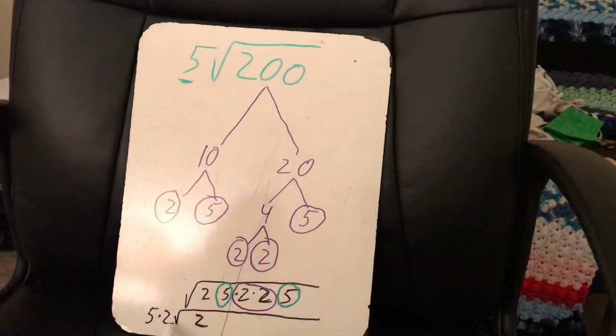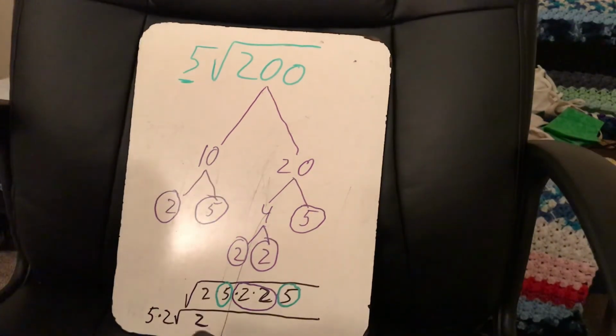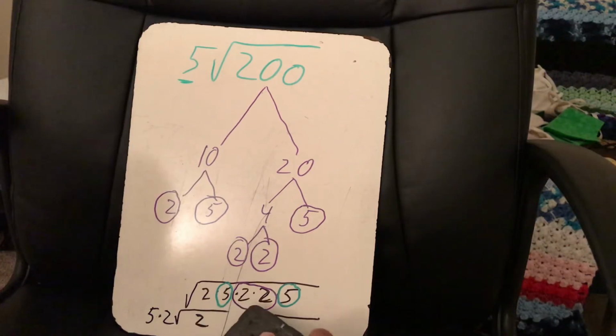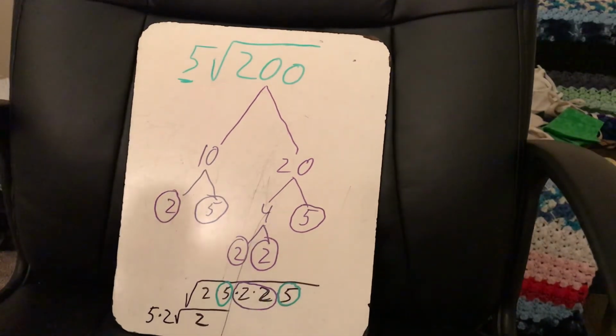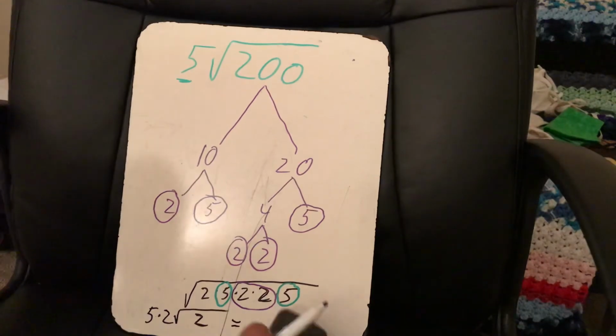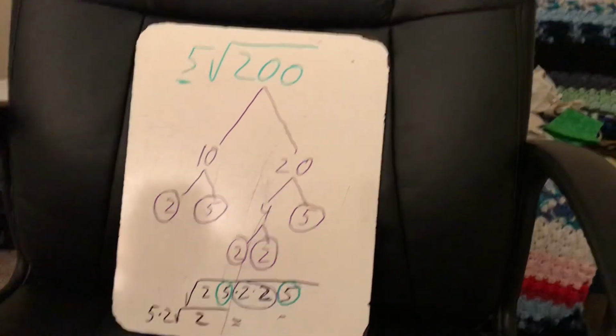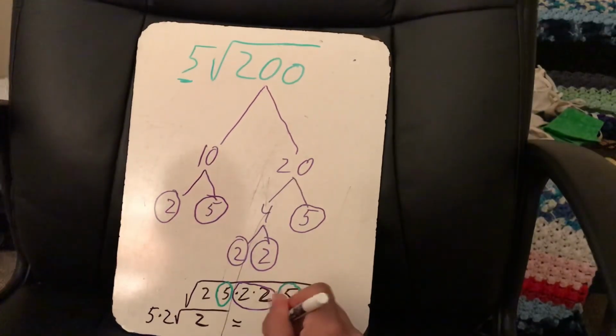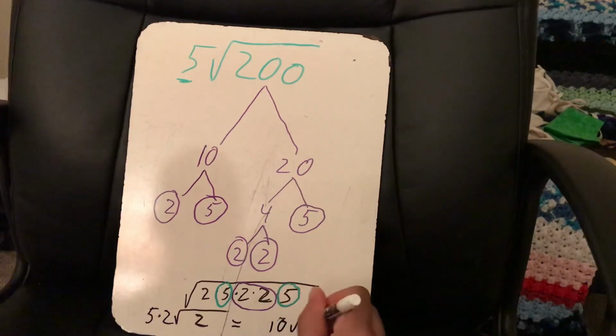And now after this part, we do 5 times 2, which is equal to 10. So because I'm running out of space, I'm going to say that 5 times 2, radical 2, is equal to 5 times 2, which is 10. Like I said, we can multiply those two together now. So this equals 10 times radical 2.